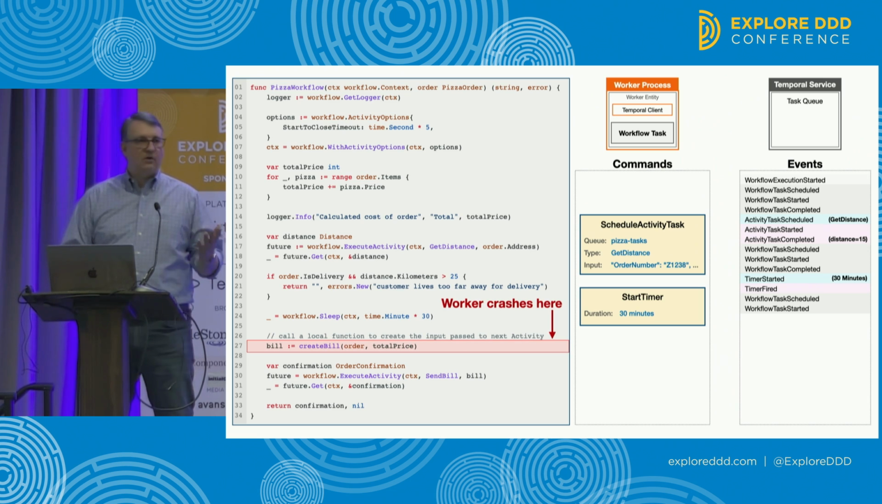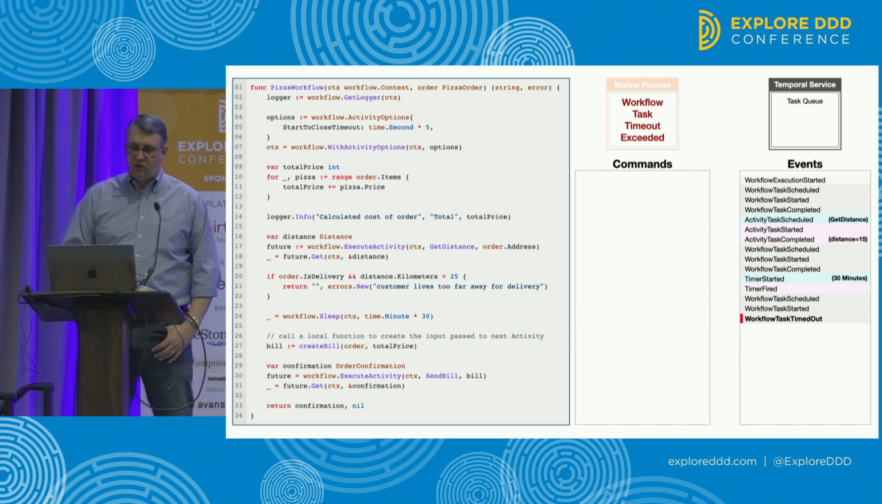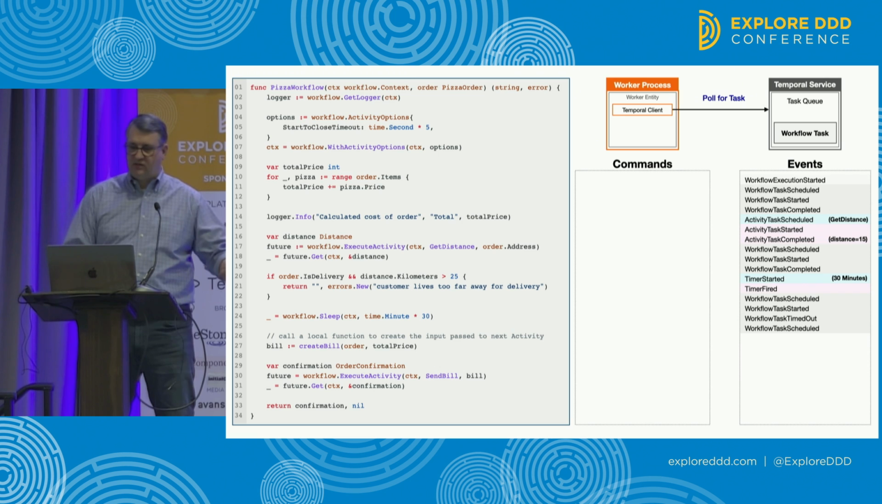Well, first, how do we know that the worker crashed? Because it didn't respond quickly enough. There's a workflow task timeout, and if that is exceeded, the Temporal service assumes that that worker has crashed and gone away, so it puts a new workflow task in the queue. It's rescheduling that task. And another worker picks this up and dequeues it.